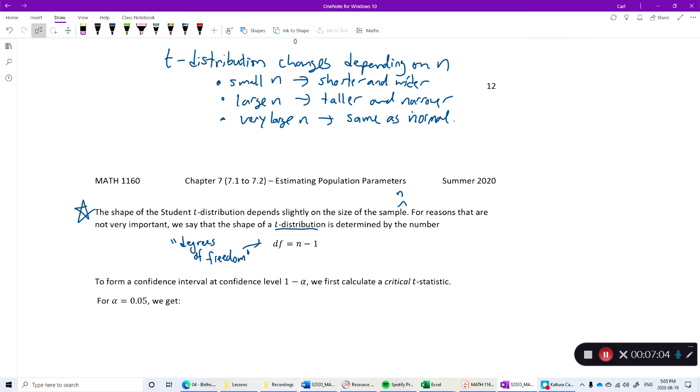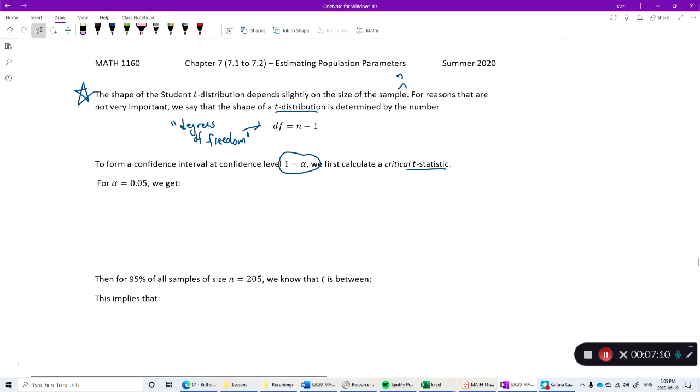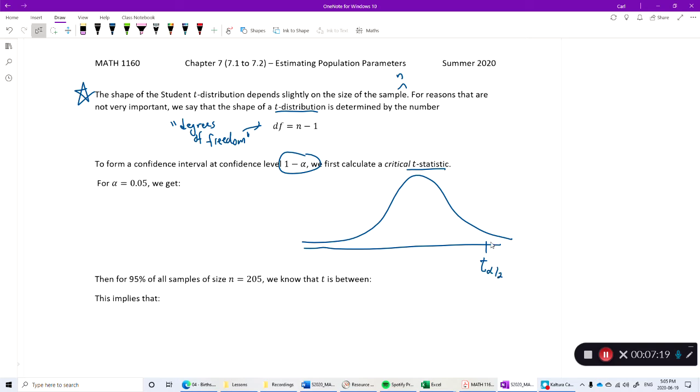To form a confidence interval at the level 1 minus alpha, we first calculate a critical t statistic. It's like what we did before with the z statistic, but we're going to call this t alpha over 2. And then down here is negative t alpha over 2. This area is 1 minus alpha. This area is alpha over 2. This area is also alpha over 2.